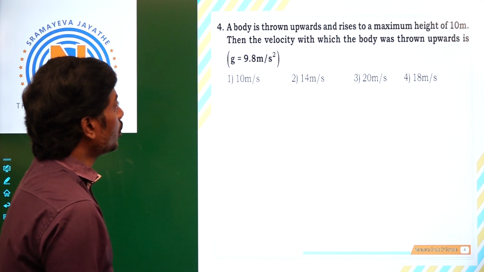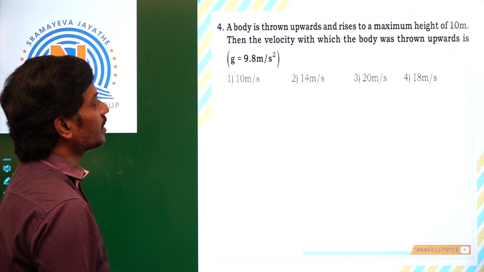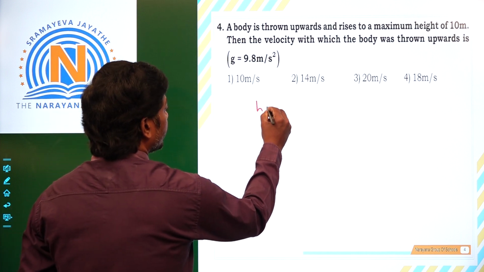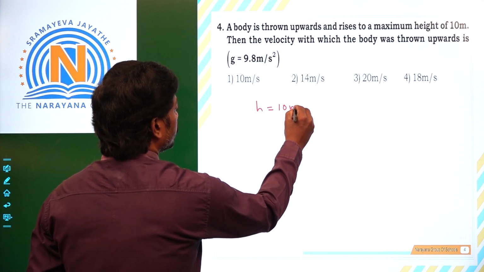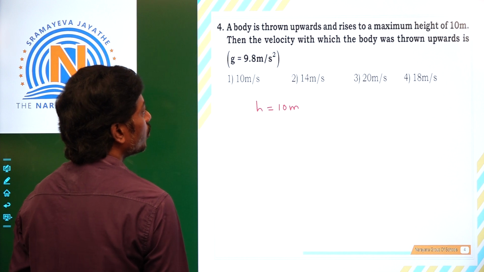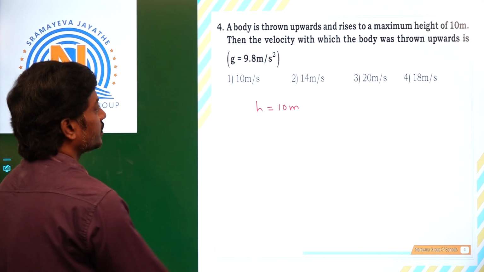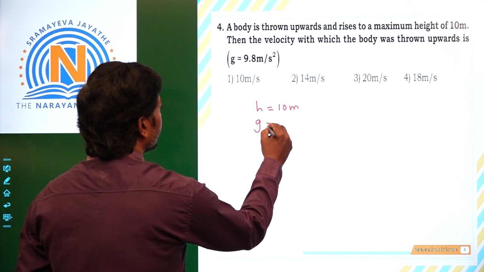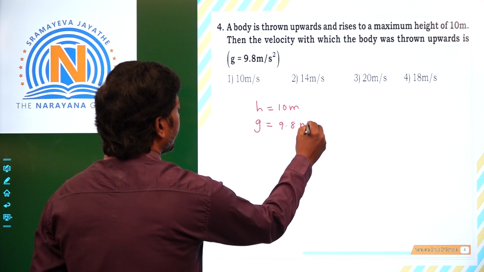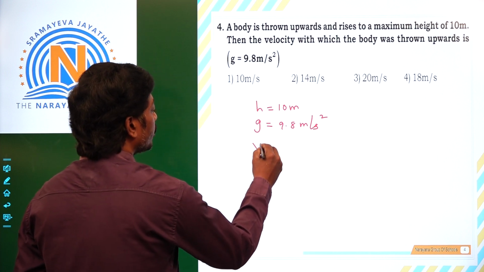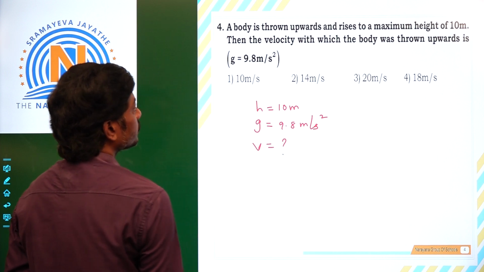Fourth one. A body is thrown upward and rises to a maximum height of 10 meters. So he has given the h value, so h is equal to 10 meters. Then the velocity with which the body was thrown upward is, and the acceleration due to gravity is 9.8 meter per second square. And they are asking us to find the velocity.